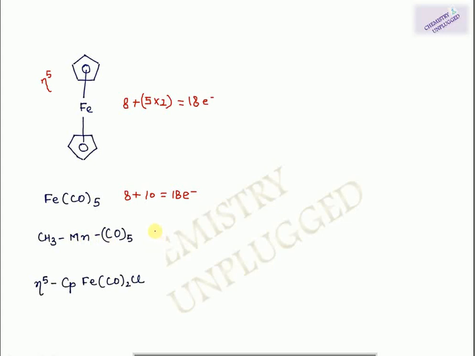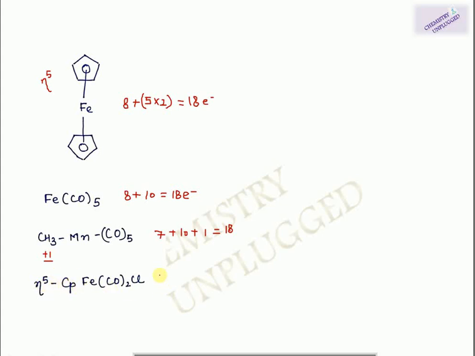Then we have this complex of manganese. Manganese has 7 electrons in its outer shell, and methyl will provide 1 electron. We know that alkyl provides 1 electron. Okay, and CO will give 2 electrons. So 5 CO will give 10 electrons, and 1 is by the methyl group, so it is also following the 18 electron rule.